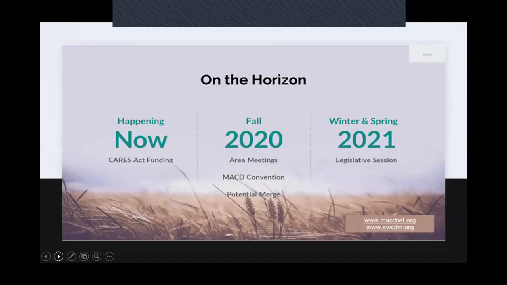And then on the horizon, just some big picture things that are happening. There's a lot of little things happening too, but we don't have time for that today. Happening now, one big thing is the CARES Act funding, which Heidi actually mentioned. So we are in the process of going through the Business Adaptability Grant Program, where basically MACD is able to provide funding to districts through basically buying various computers or other technology needs that are COVID related.